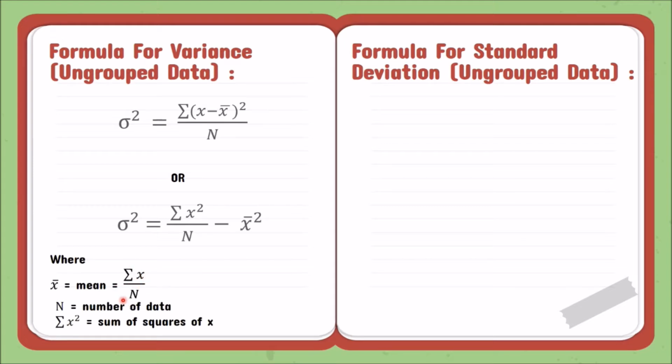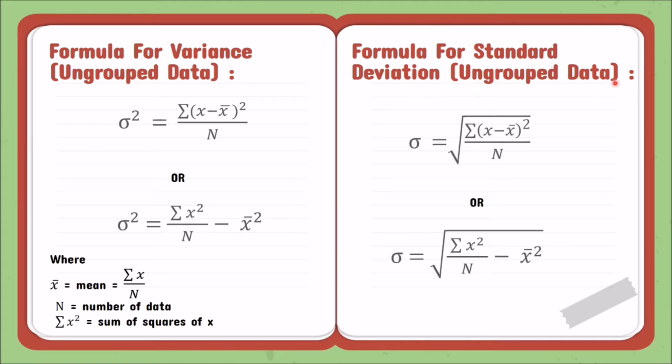Next, how to find the standard deviation of ungrouped data. This is the formula. Standard deviation is equal to the square root of variance. Or we can use the alternative method: standard deviation is equal to the square root of the variance using the alternative formula.